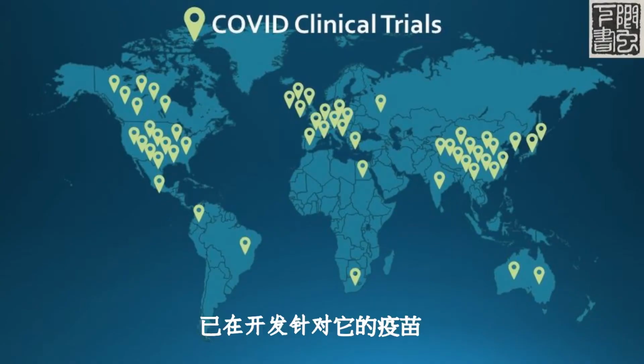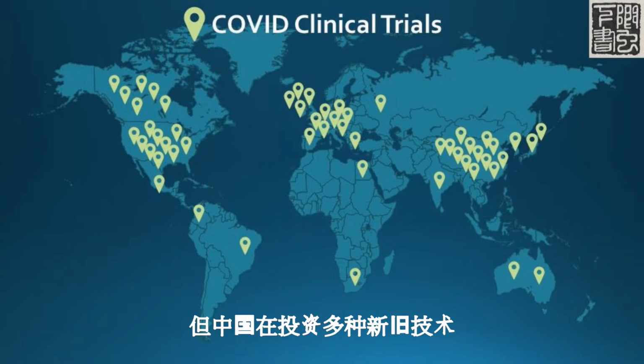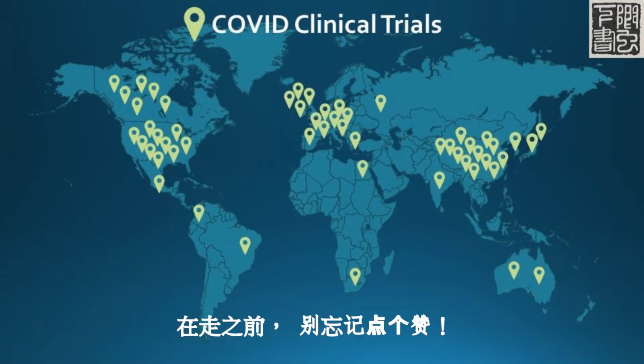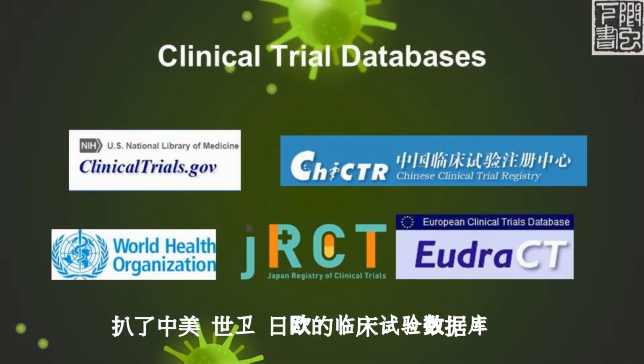After the SARS-CoV-2 virus was identified as the cause of the COVID-19 pandemic, there have been many vaccines in development against it in the European Union, North and South America, Africa, and Asia. In this video, let us dive into these vaccines and their status. Here, SARS-CoV-2 will be called COVID, and the 2004 SARS virus will be called SARS. I used clinical databases in the US, China, World Health Organization, Japan, and the European Union.